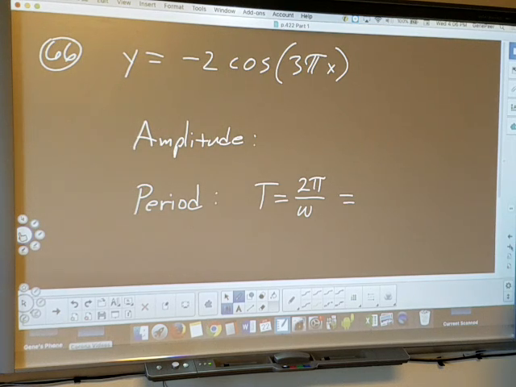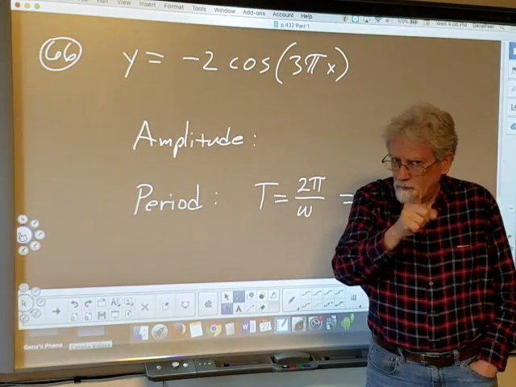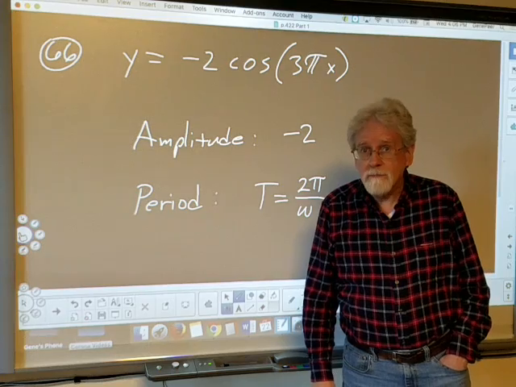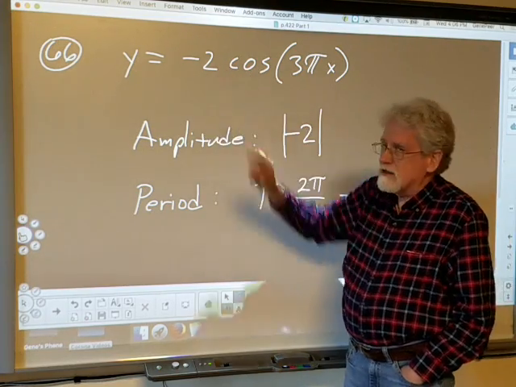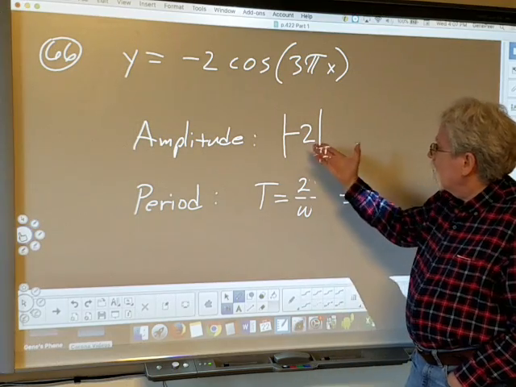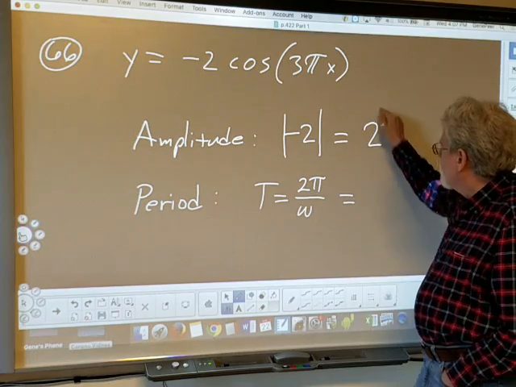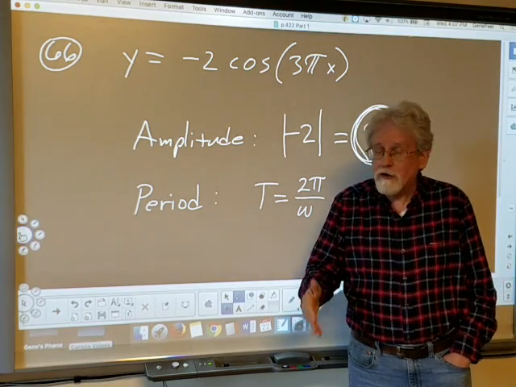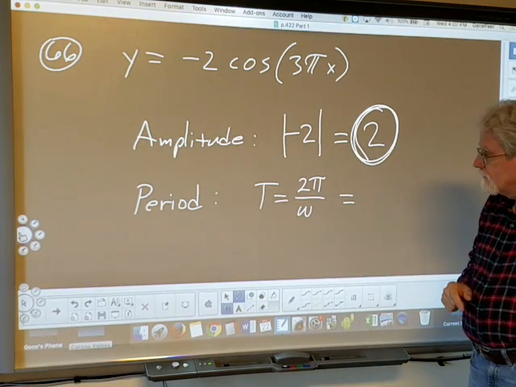Another one where all they want is the amplitude and the period. Amplitude, don't you tell me on the test that the amplitude is negative 2. There's no such thing. Sorry. The amplitude is the absolute value of A. It is the absolute value of negative 2. The amplitude is just 2. If you tell me on the test it's negative 2, I'm sorry, you lose points. The amplitude is 2 by definition.